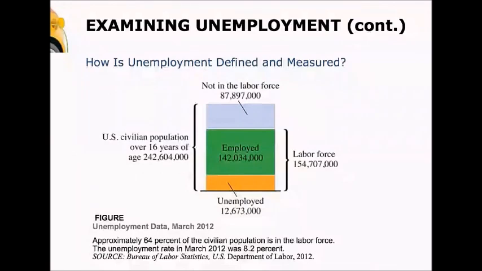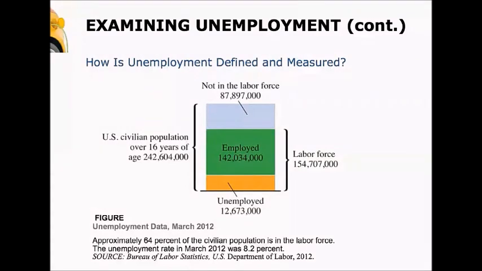Now, how do we add all this up? Well, let's look at data from March of 2012. The total civilian population was over 242 million. There was about 88 million people that were not part of the labor force. They were either retired, they chose not to work, or for whatever reason were not part of the labor force. Then we had those that were employed, 142 million, plus those that were unemployed, again, those that don't have a job but are actively looking for work. That was about 12.5 million. That added up to 154.7 million people.